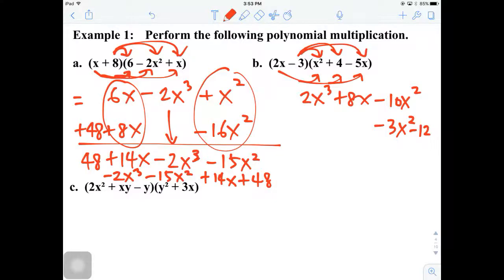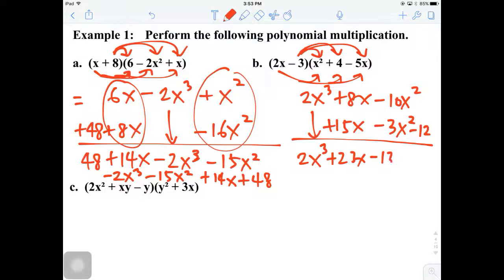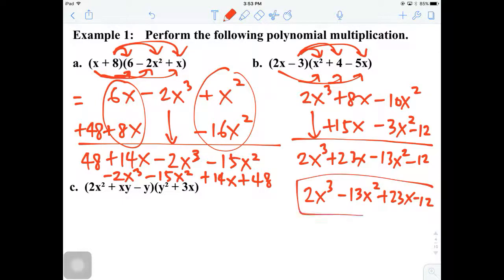So we're just going to put it at the side, minus 12. And then distributing the last term, we have negative is positive 15x. And that's all of the terms there. So we're going to combine everything. 2x to the third is by itself, so I'm going to bring it down. And then I have a plus 23x. And then I have negative 13x squared minus 12. It is a little bit out of order, so we're going to rearrange it and put the terms in standard form. And that should be the final answer for this multiplication right here.